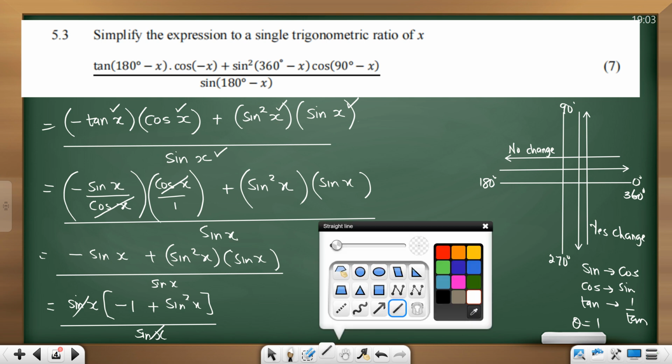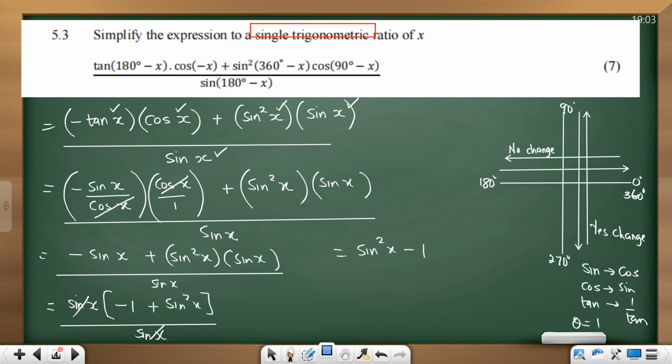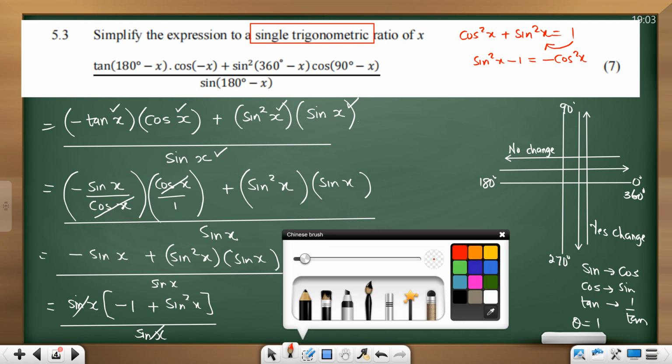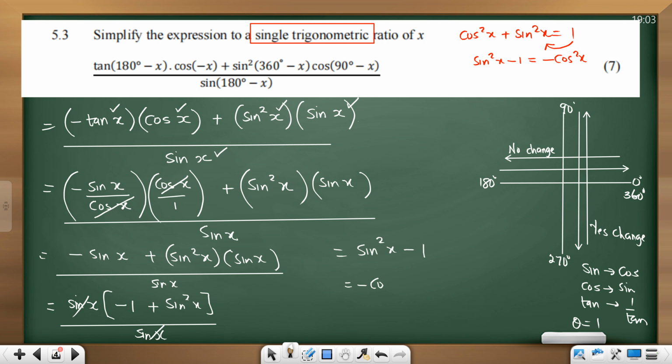But the examiner said a single trigonometric ratio. We go back to, once I see sine squared, grade 11, cos squared x plus sine squared x equals 1. What is sine squared x minus 1? Let's do the maths. Very simple. If I move that there, I'll have sine squared x. Then the cos squared x goes over, it becomes negative cos squared x. So my answer is negative cos squared x.